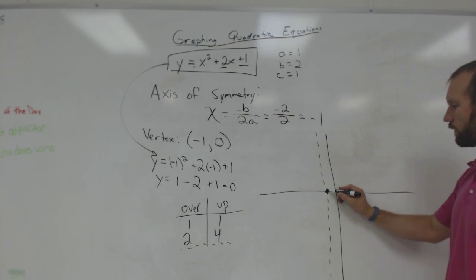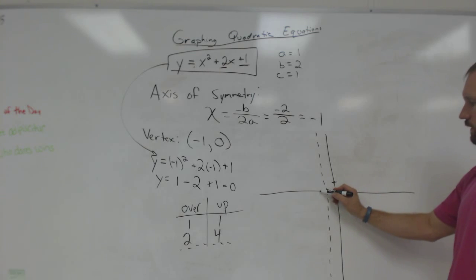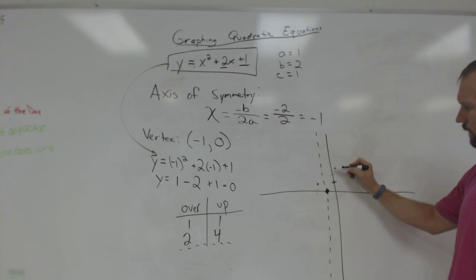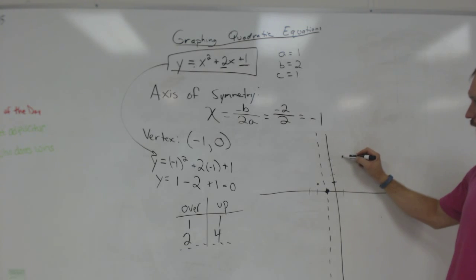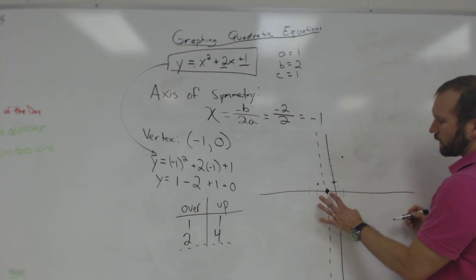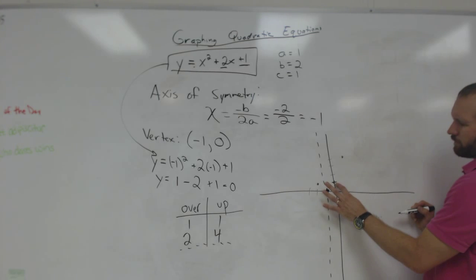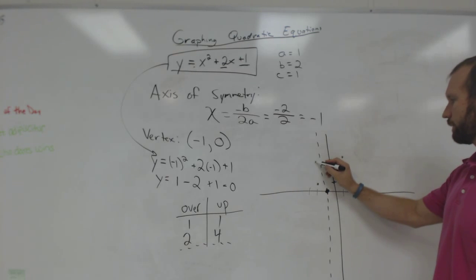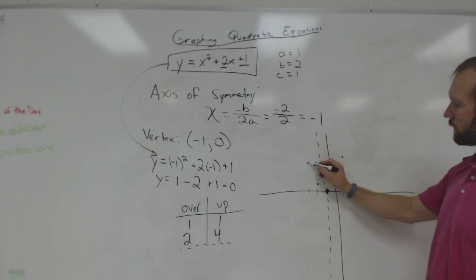So on my graph, if I go over 1, up 1, I can put a dot right there. And then I do it in the other direction. Over 1, up 1, put a dot right there. If I go over 2, 1, 2, I have to go up 4. 1, 2, 3, 4. Remember, with this system, we're always starting from the vertex. So I go over 1 from the vertex, up 1 from the vertex. Over 2 from the vertex, up 4 from the vertex. Oops. And there's the reflected point.